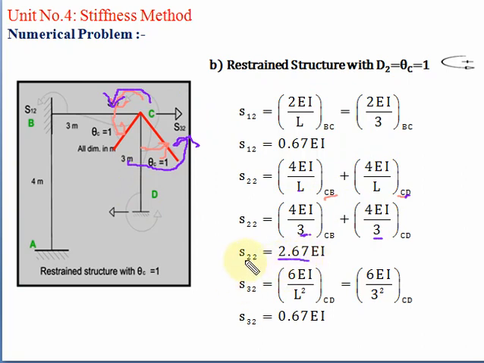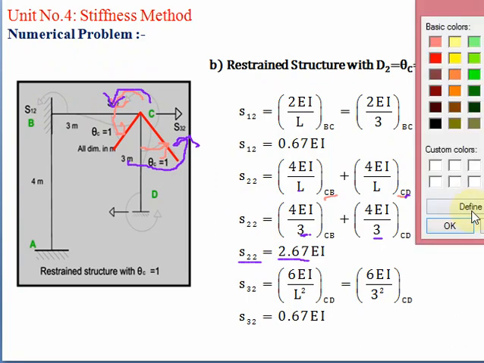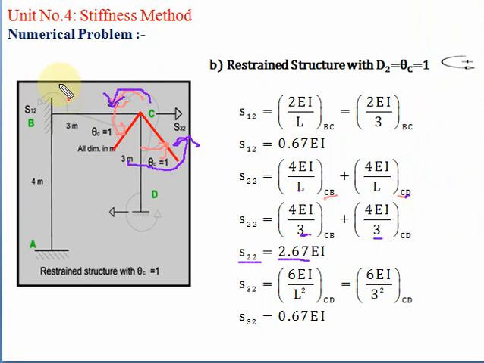2.67. Now here we have written S22. Why have we written S22 for this? Because 2 is the unknown number, so theta is our unknown number 2. The unit rotation is applied at theta C, which is our second unknown. So here we have written S22.